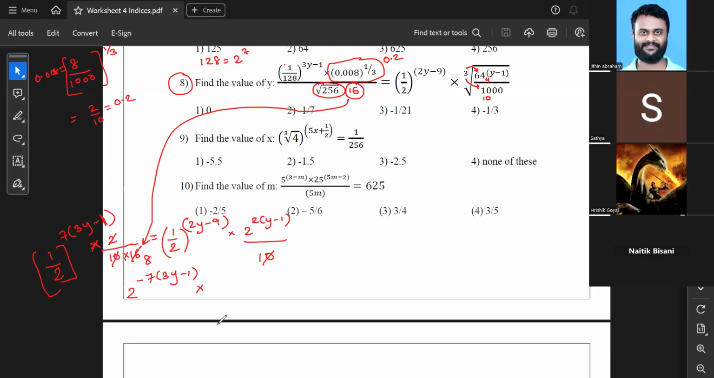Yes, sir. Great. Here I have 1 by 8. 1 by 8 is basically what? 2 cube, correct? Since it is in the denominator, when I take it to the numerator, it will become 2 raised to minus 3. Can I do that? Yes, sir. So for others who might not have understood, I'm just telling you 1 by 8 is 1 upon 2 raised to 3. That will give you 2 raised to minus 3 is equal to. On the other hand, I have 2 raised to again minus 2y minus 9.